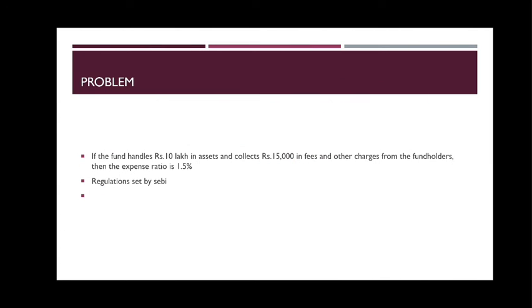Suppose a mutual fund handles 10 lakh in assets. It says, I have 10 lakh of assets and I want 15,000 as fees because I am paying for a manager, and I am incurring huge admin charges and technical charges. So expense ratio equals expense divided by asset, or average NAV. So 15,000 divided by 10 lakh equals 1.5%. It is a regulation by SEBI.